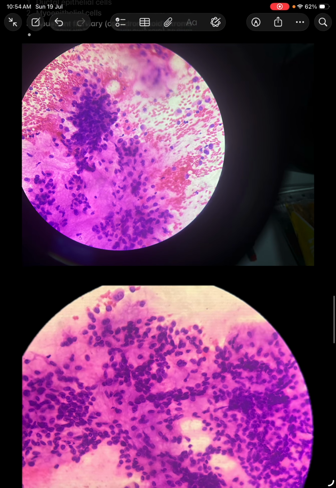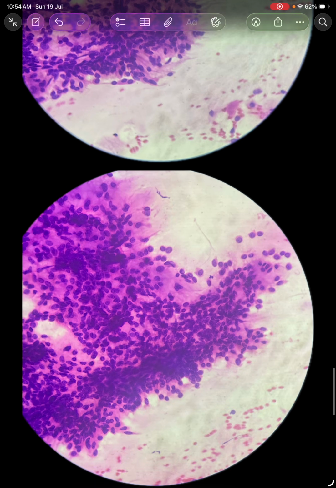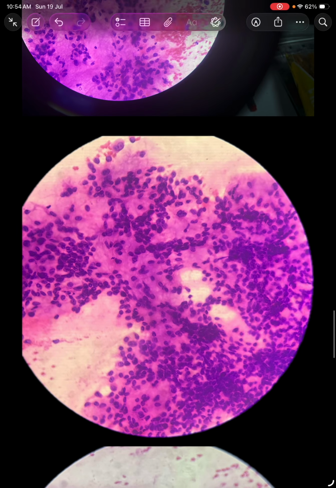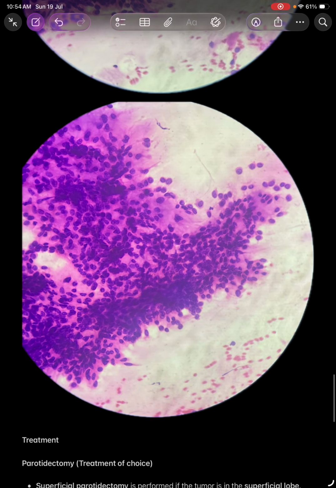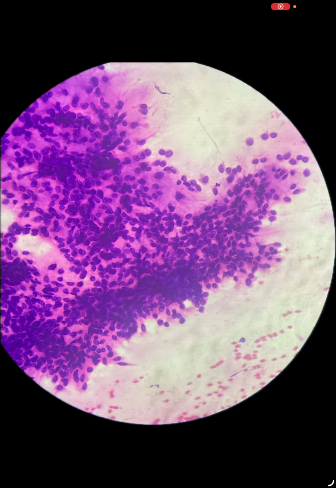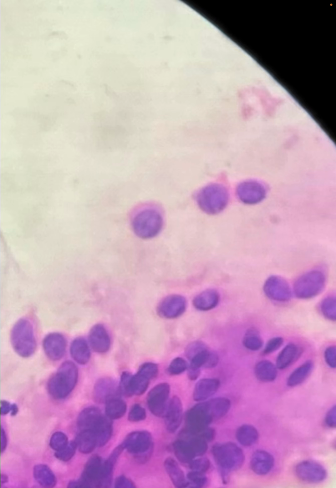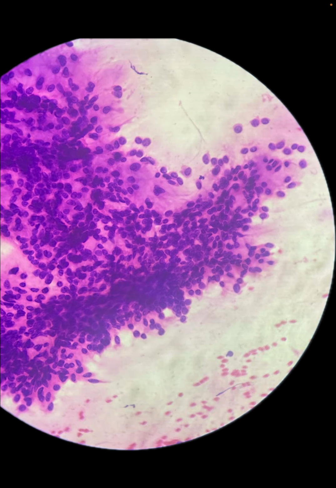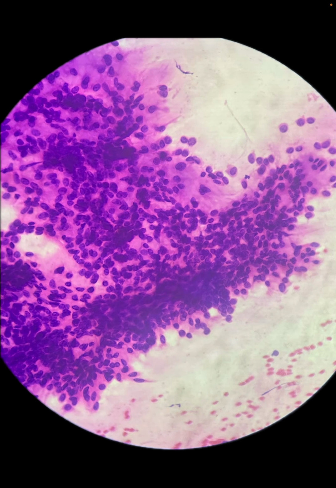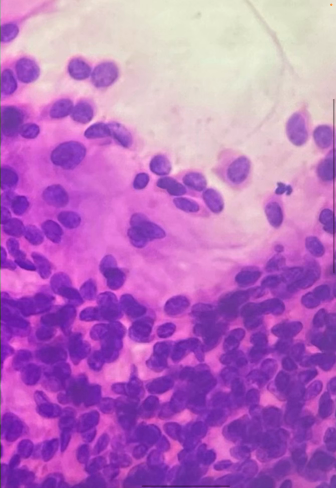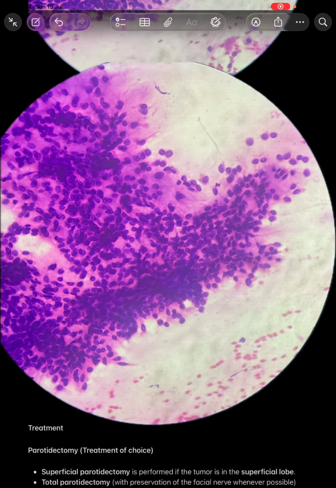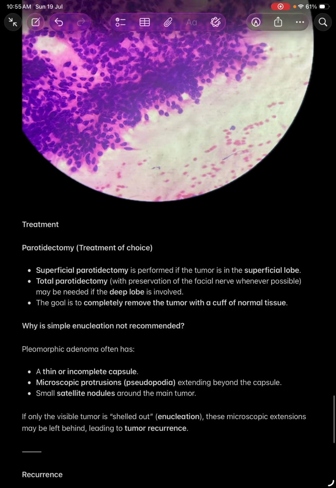So let's finish. This is a smear of pleomorphic adenoma. You can see lots of epithelial cells, and you can also see myoepithelial cells with eccentric nuclei and eosinophilic cytoplasm. In this slide you can also see chondromyxoid stroma, and the myoepithelial cells merge into the chondromyxoid stroma. This is all the hallmark of pleomorphic adenoma.